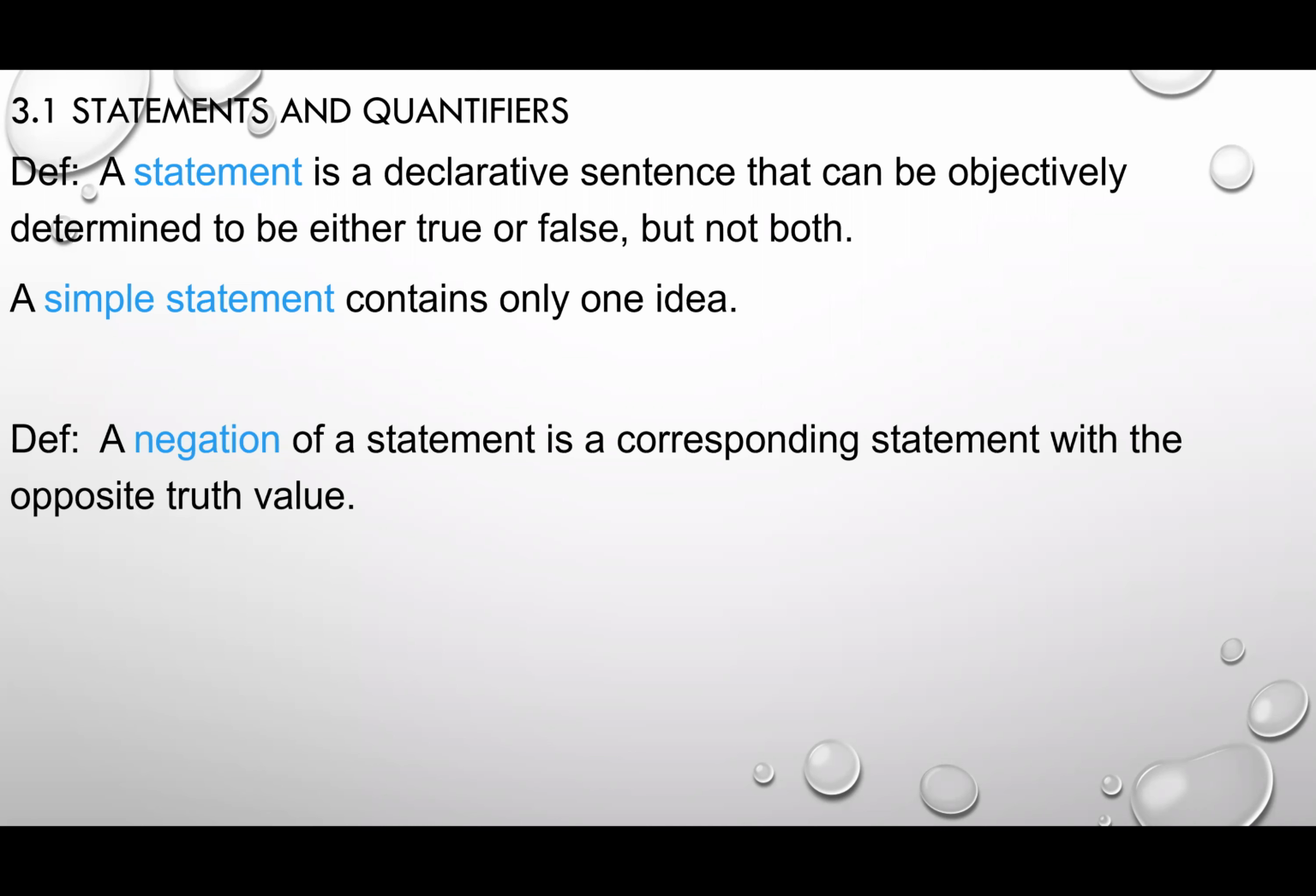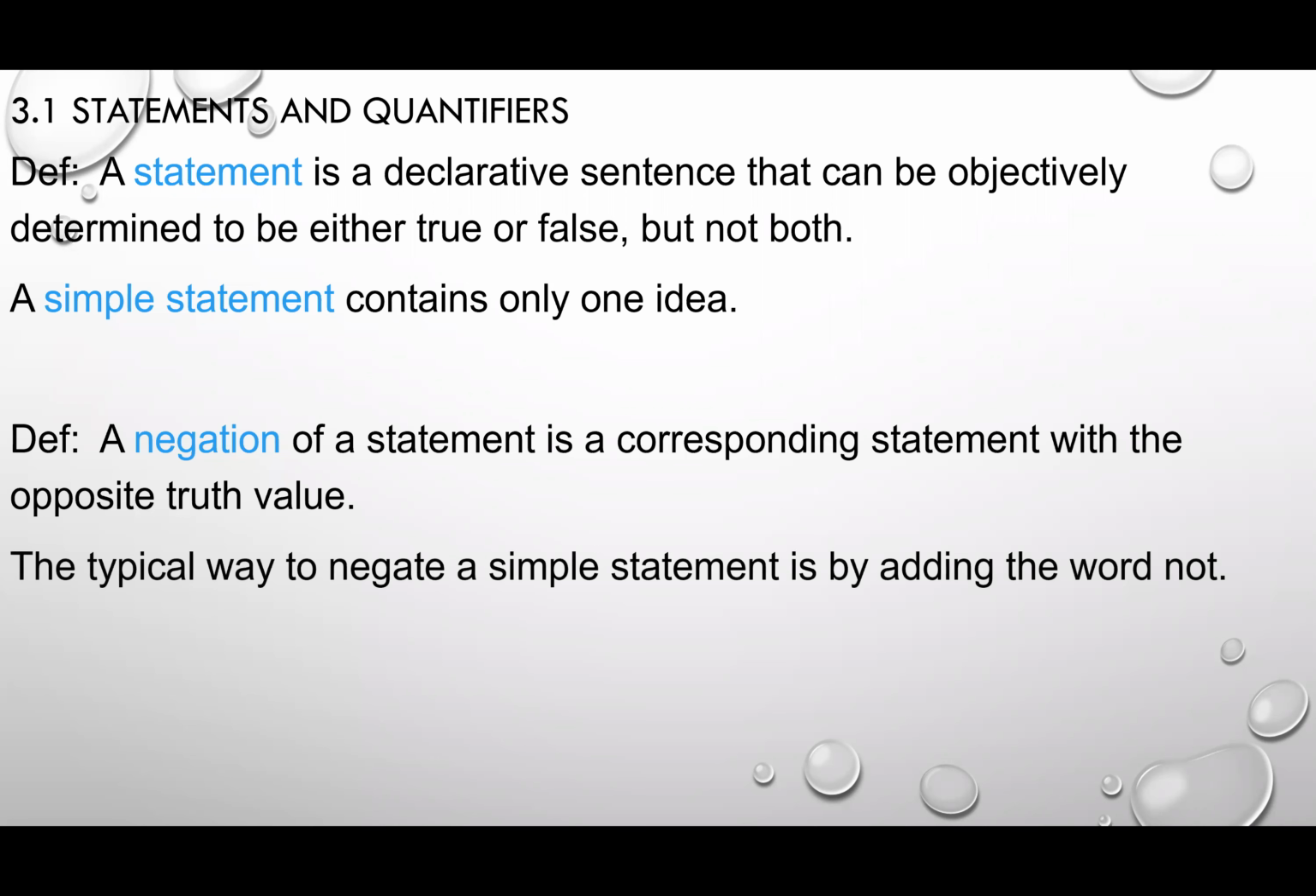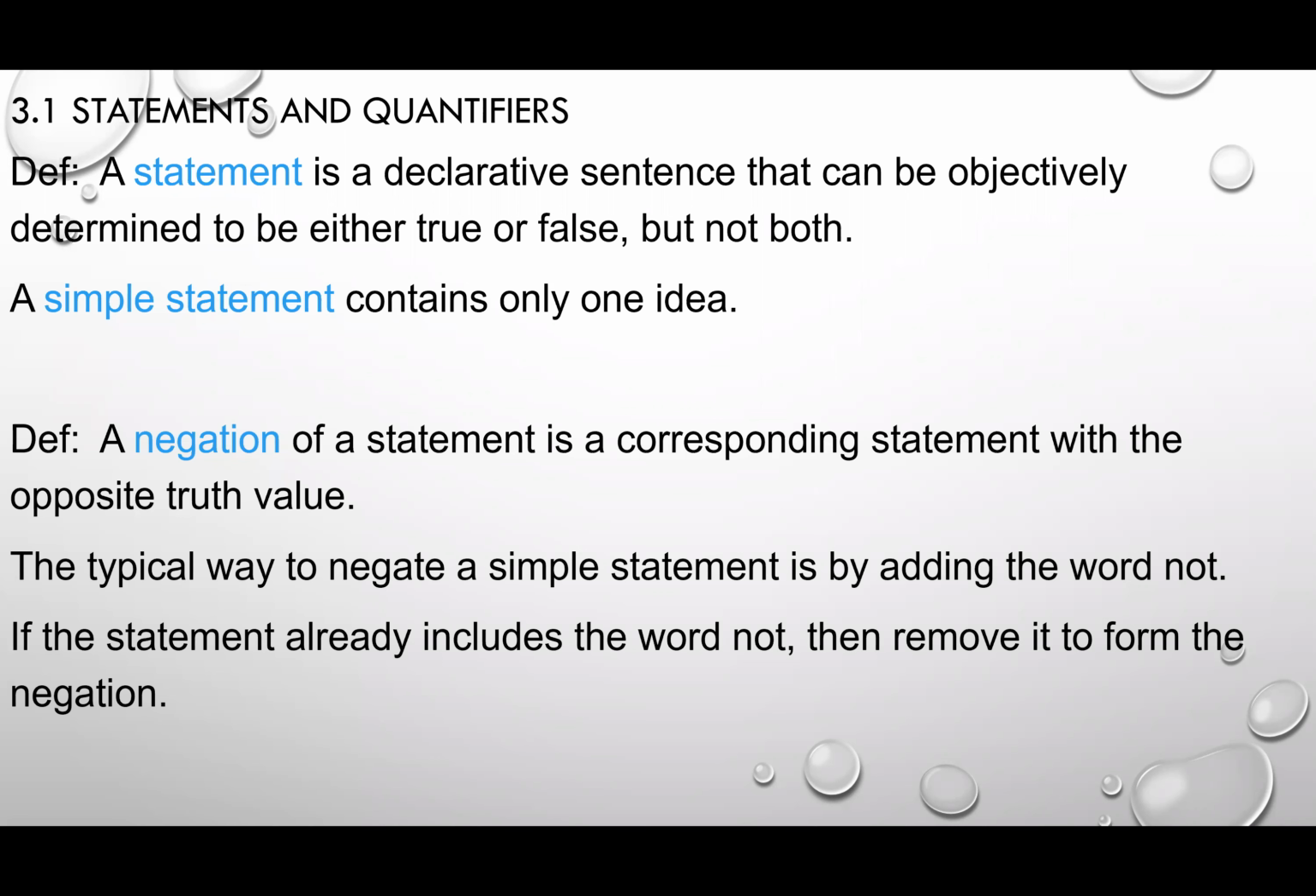And once we can define the statement, we need to negate the statement. The negation of the statement is just the opposite of the statement. So if your statement is a true statement, the negation will be a false statement. And if your statement is a false statement, then the negation will be a true statement. So earlier, I said today is Monday, which is a false statement. The negation of the false statement has to be true. So I can say today is not Monday. That will be the negation.